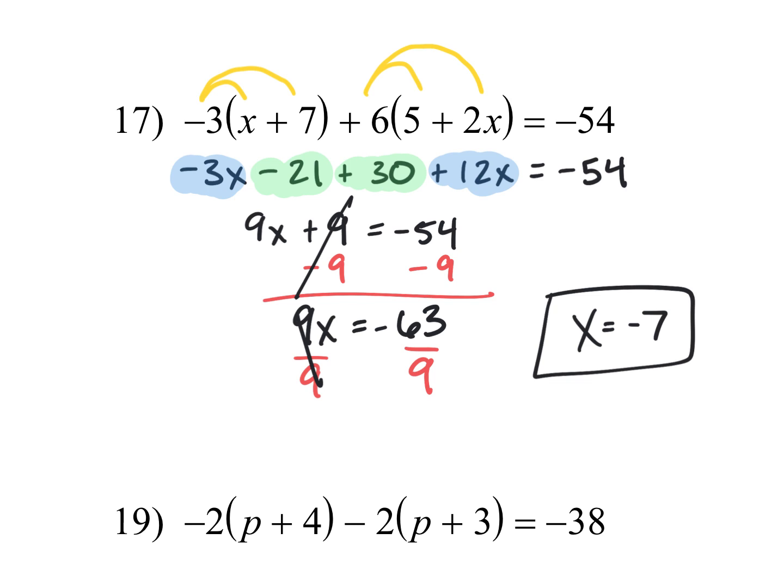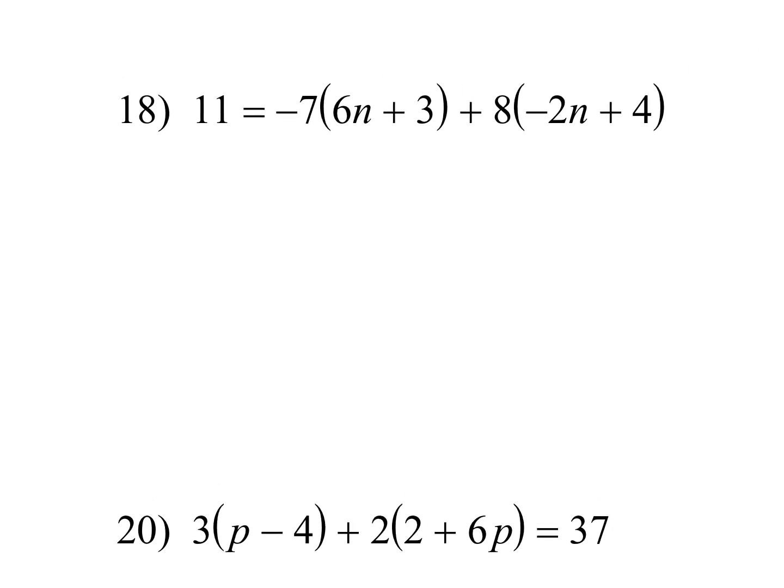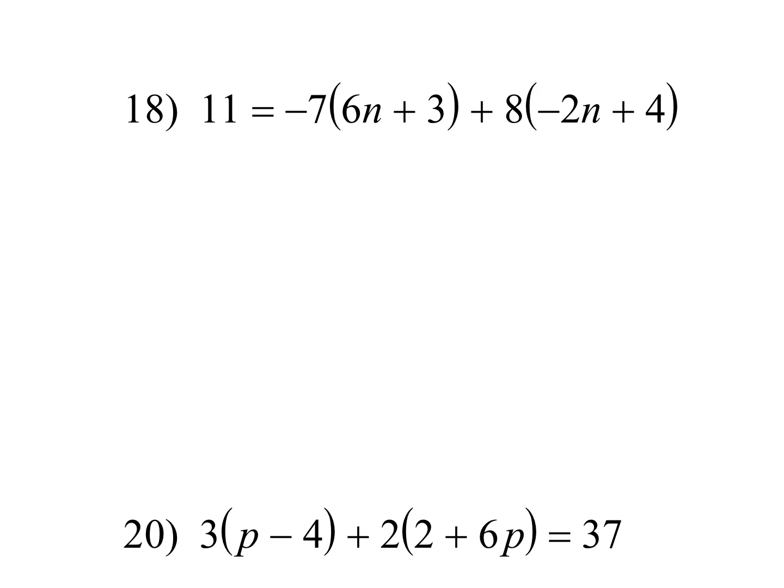All right, let's look at 18 then real quick. 18 is very similar, except now everything you have to distribute is on the other side. But how many times are we distributing here? 2. Okay, so we know that we're going to have to distribute that -7 to the first parentheses and 8 to the second. Well, you didn't do anything with the 11 on the other side.